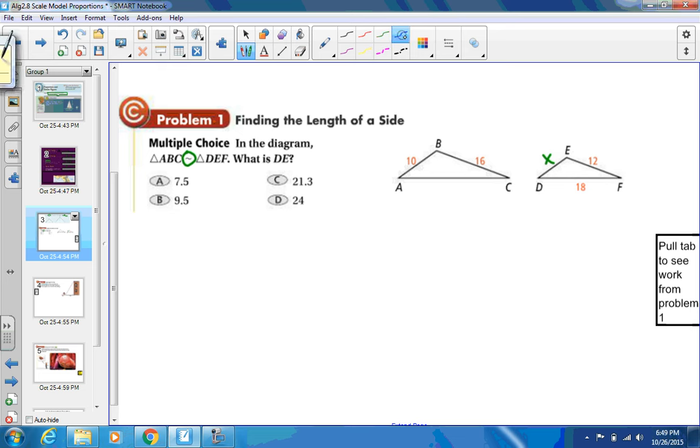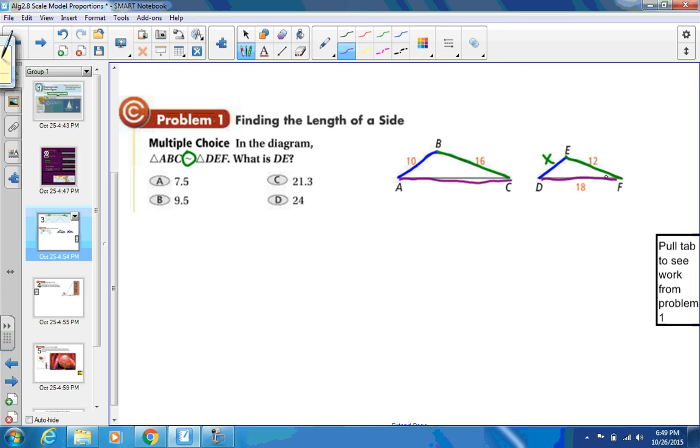So I'll just highlight some corresponding parts. This one right here, this blue side, you can probably tell it corresponds with the X because they're in the same location on the similar shapes. This one right here, that's BC, would be 16. That's similar to EF, which is 12. They're the corresponding parts. And then this last one, the bottom, is corresponding with the bottom over here.